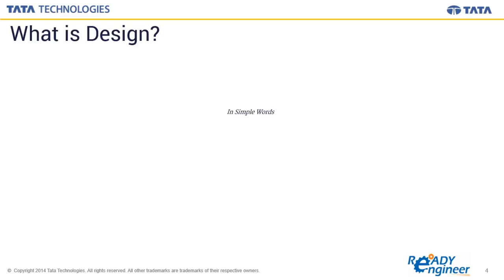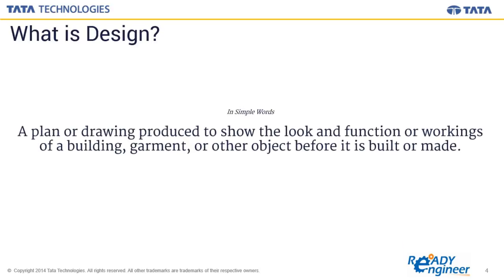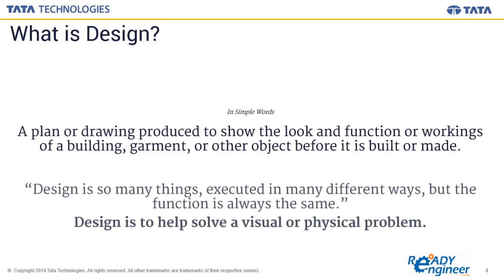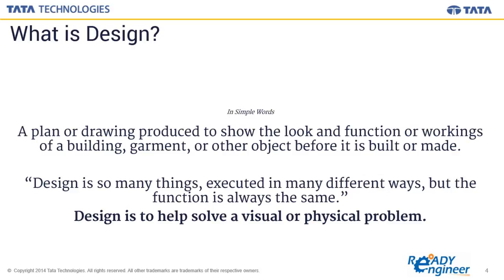all that process is what design is. So in very simple words, it's a plan or drawing produced to show the look and function or working of a building, garment, or other object before it's built or made. Or simply, design is so many things executed in many different ways, but the function is always the same. Design is to help solve visual or physical problems.